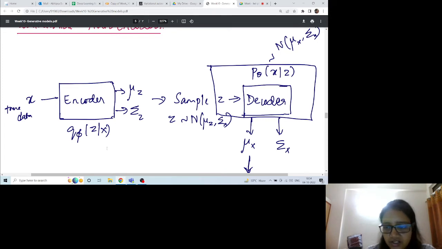That is the encoder side. On the decoder side, you are just doing the opposite through another network parameterized by theta. So given z, you are trying to learn the distribution of x. So it's just the opposite.